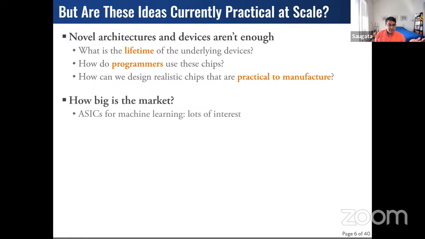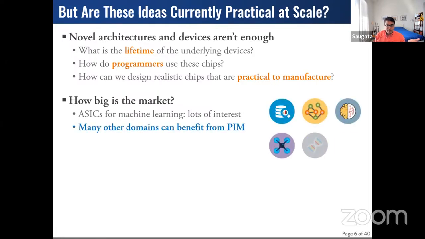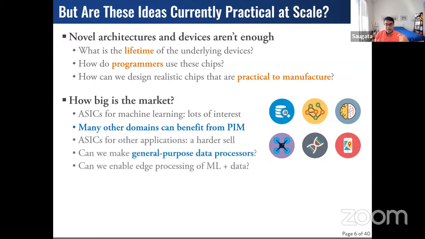We also have to think about the markets that are at play here. Machine learning is, of course, the topic of the day. There's a lot of interest there and a lot of interest in accelerating machine learning with various types of hardware. And so that's some of the things that you see in, for example, Samsung's products or the PIM prototypes from Mythic and IBM. They're focused on machine learning. But as I mentioned, there are a lot of other domains that can benefit from PIM. And so what are we leaving behind? And is there a way for us to be able to capture those types of benefits? And ultimately, that makes us think about how to design for other applications.